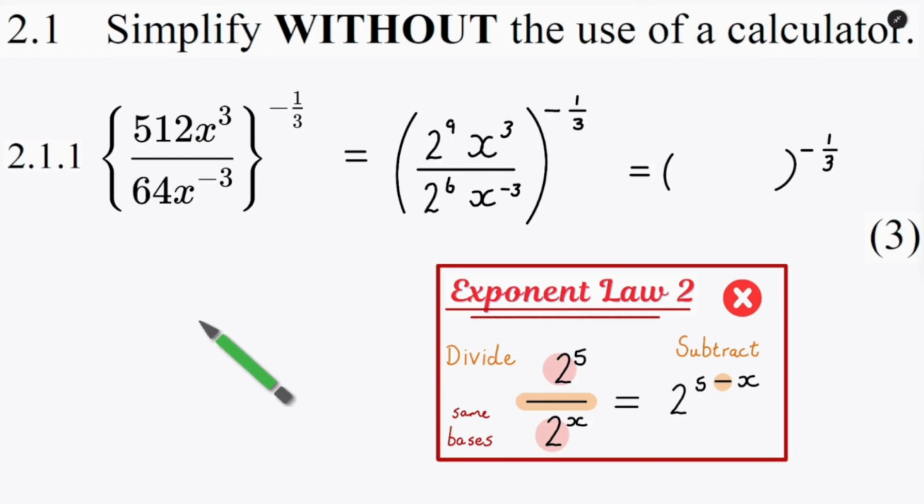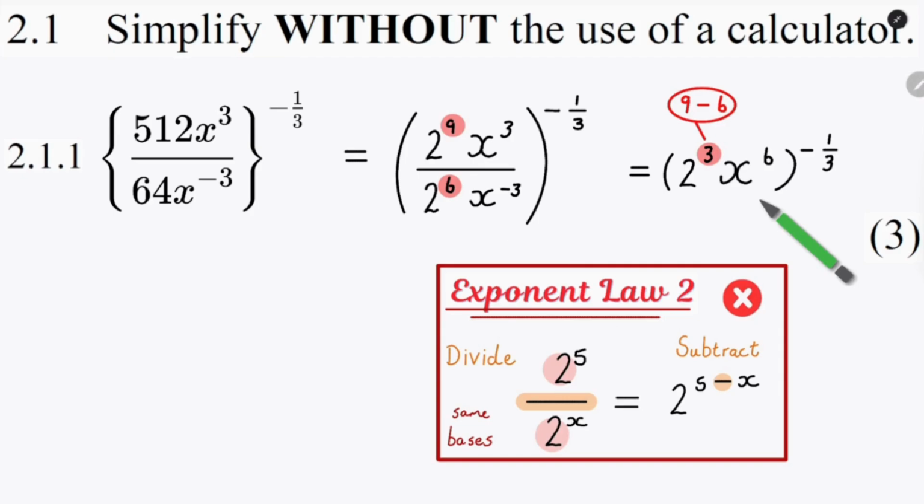And now we're going to apply law 2 of exponents, where if we're dividing the same base, we can subtract the exponents. Okay, so let's go ahead and do that with the 2's. So 9 minus 6 will give me that 3 over there. And then if we go ahead and do it with the x's, it's going to give me x to the power of 6, because 3 minus minus 3 gives me 6. A minus and a minus turn into a positive.